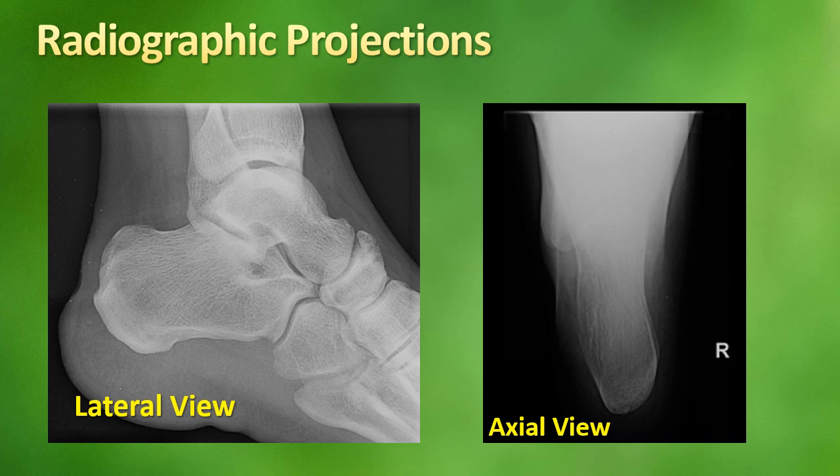We always require a second orthogonal projection for clear detailing of the injury. So apart from the first lateral projection, the second required projection here is the axial view, which you can see in the second X-ray or radiograph posted here. So the two important radiographic projections of the calcaneum are first the lateral view and second the axial view. There are no antero-posterior or oblique projections as far as the calcaneum is concerned.